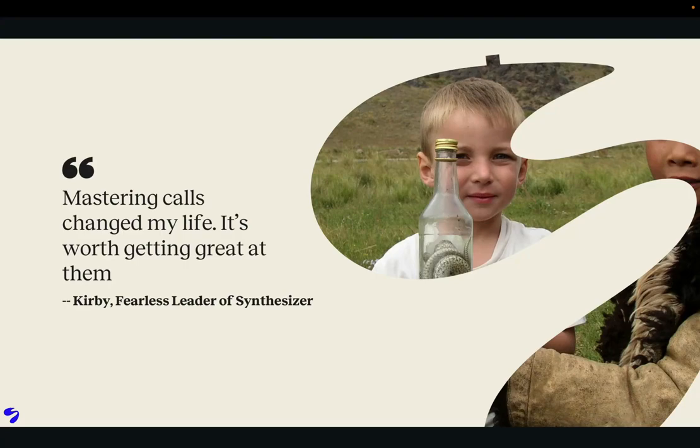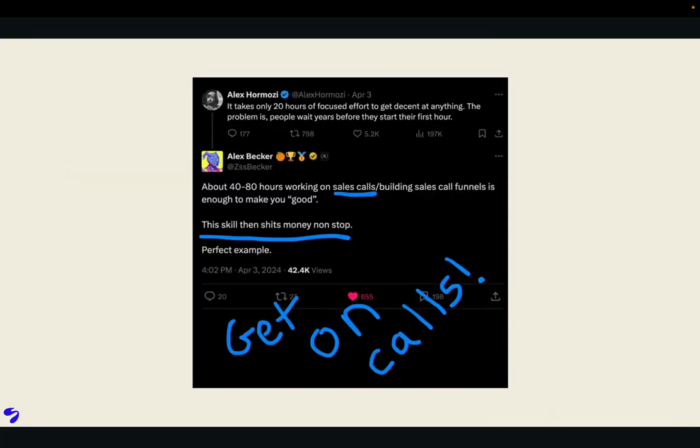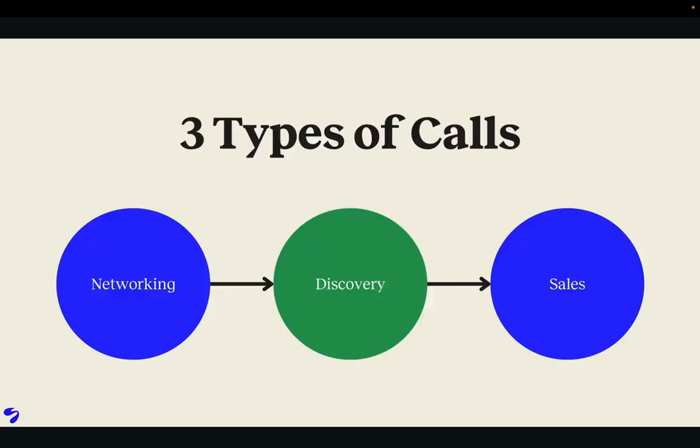And if we look at this photo of him, even as a young kid, he was our fearless leader, holding this bottle of alcohol with a snake in it, completely fearless from a young age. Beautiful. And Alex Becker and Alex Hormozi had this Twitter exchange where they talked about getting on calls. About 40 to 80 hours working on calls is enough to make you good. This skill then makes money nonstop. Pardon my French. Lesson, get on calls.